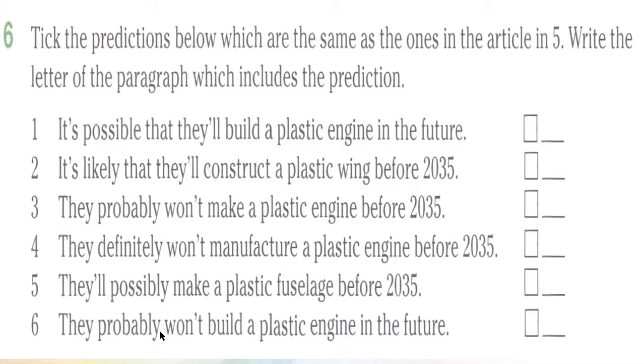Welcome back. Let's check your answers. Can you read the first sentence? It's impossible that they will build a plastic engine in the future. Did we talk about this? No. Number 2, it's likely that they will construct a plastic wing before 2035. Yes. Which paragraph? B. They probably won't make a plastic engine before 2035. No, we didn't talk about this.